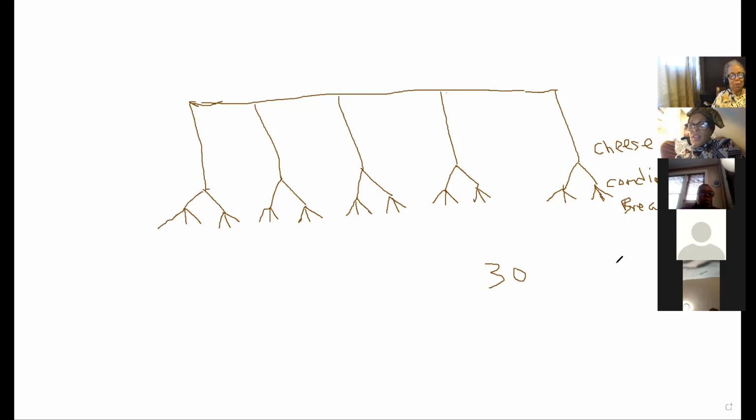30 different sandwiches from the 5 cheese choices, which was this first branch. Then the 2 branches here represent the condiments, right? And then each condiment has 3 bread choices, and that indeed gives you 30. So you can see it does work.